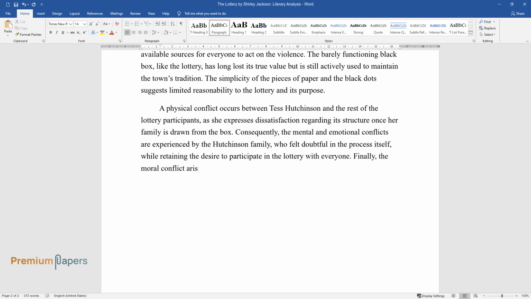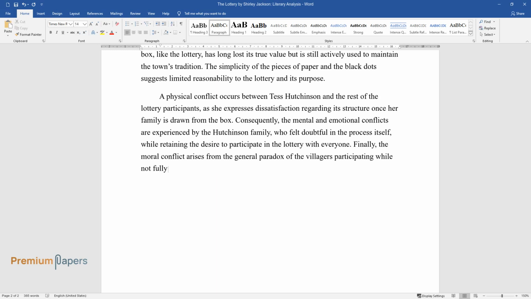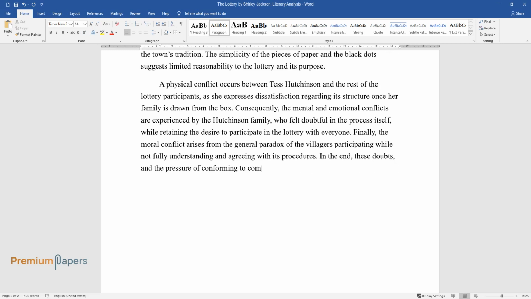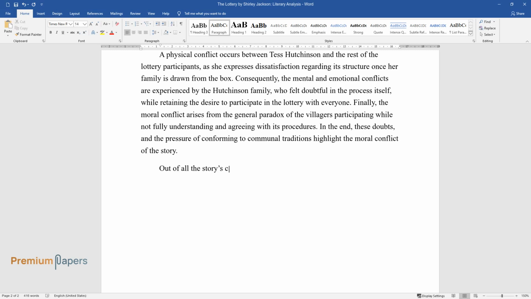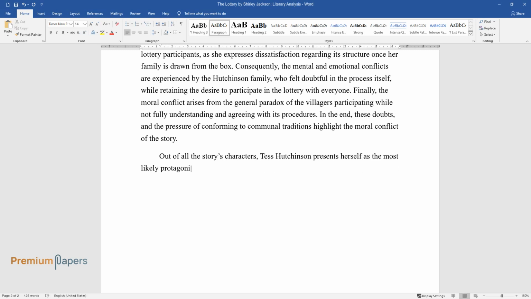Finally, the moral conflict arises from the general paradox of the villagers participating while not fully understanding and agreeing with its procedures. In the end, these doubts, and the pressure of conforming to communal traditions highlight the moral conflict of the story. Out of all the story's characters, Tess Hutchinson presents herself as the most likely protagonist, considering her central role in questioning the lottery.